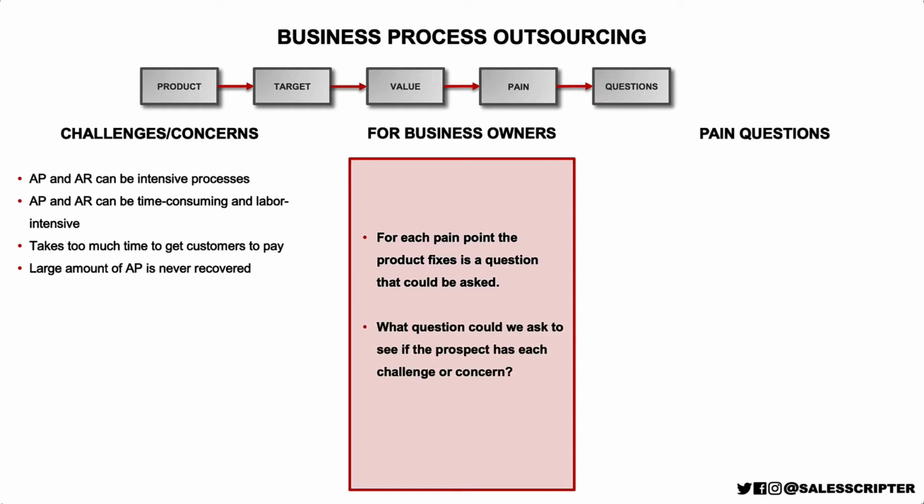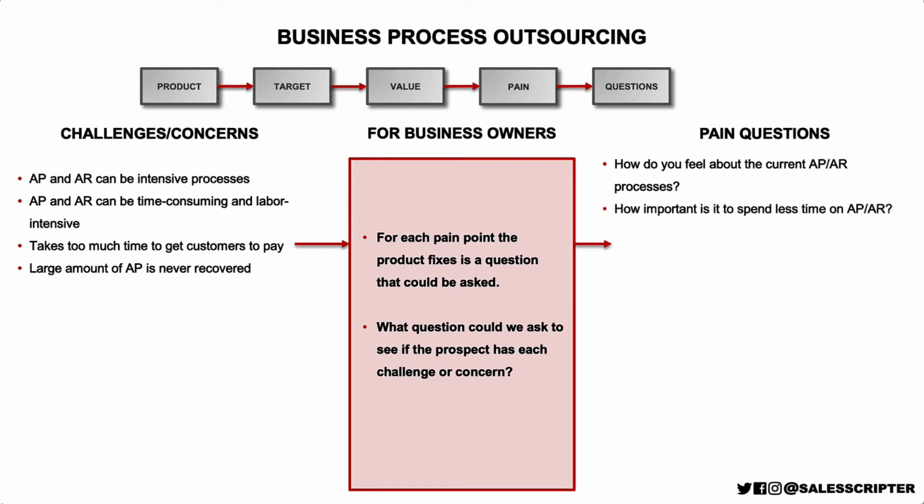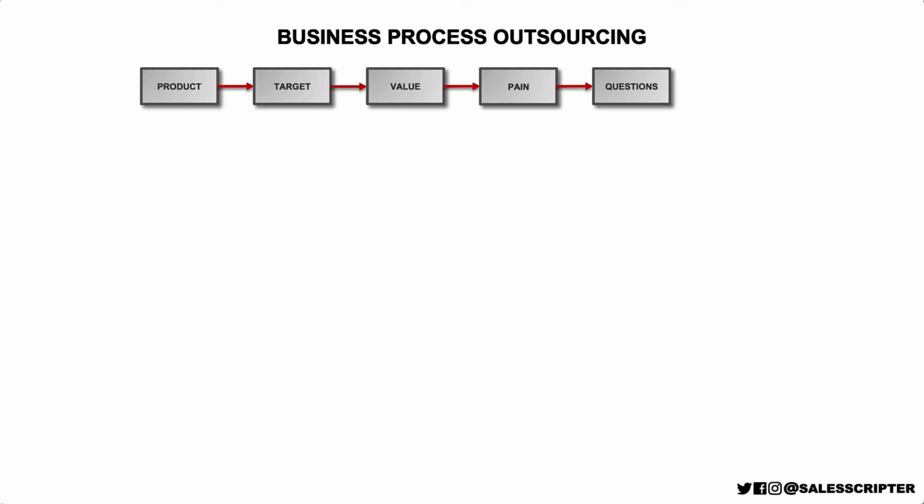So what we can do is go through each pain point one at a time and try to think about what question we could ask to see if the prospect has that challenge or concern. By going through these one at a time, we can come up with these pain questions. How do you feel about your current AP and AR processes? How important is it to spend less time on AP and AR? How helpful would it be to get customers to pay faster? How important is it to decrease delinquent customers? So that's one set of questions.